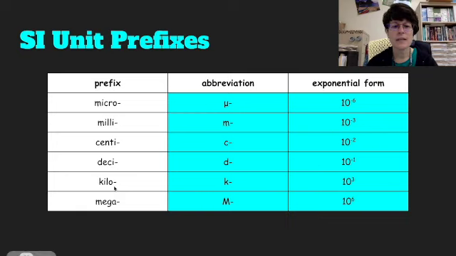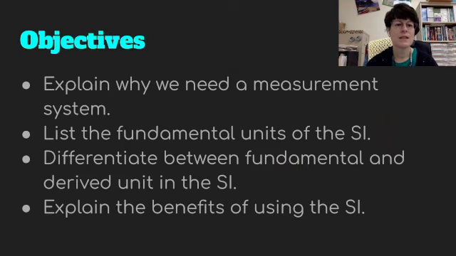Kilo, lowercase k, 1,000 meters, so 10 to the 3. And then mega, a capital M, and that is 1,000,000 meters, so 10 to the 6. So mega millions, right? That's why they call it Mega Millions, the lottery that you see sometimes, because mega means a million.